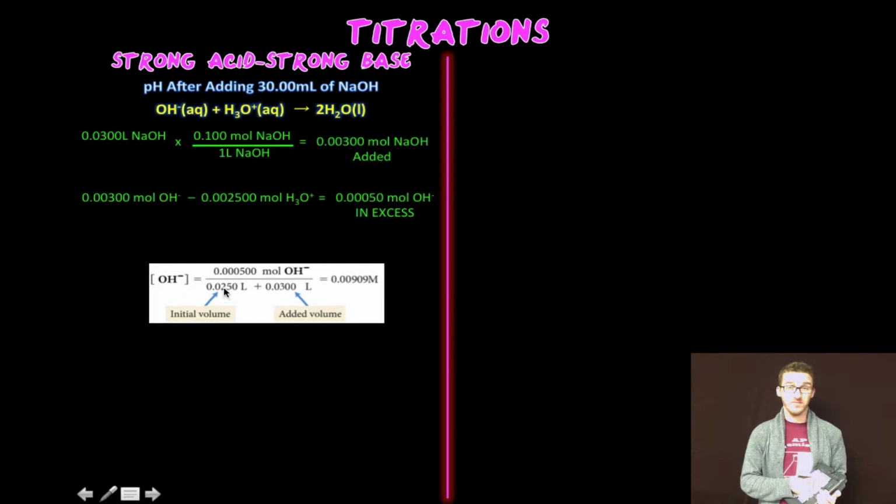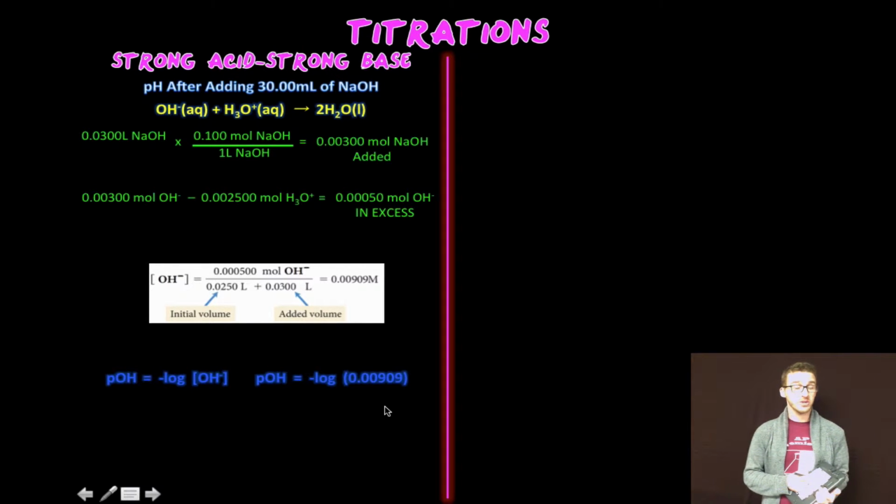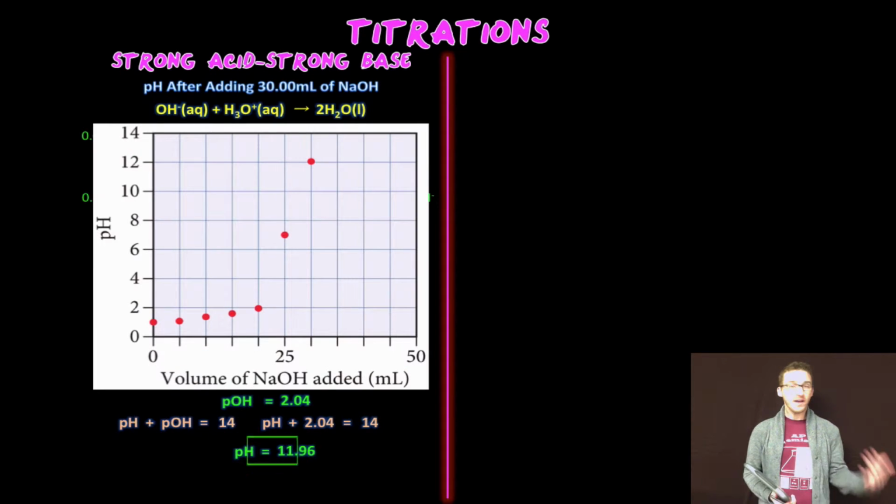We initially had 25 mL of our acid. We've added 30 mL of base. So the total volume now is 55 mL, which means our concentration is going to end up being 0.00909 molar. We can then plug that into the formula for pOH to determine the pOH value, which, when we do that, we get a value of 2.04. Then recall the relationship between pH and pOH to determine what the pH will be after we've added 30 mL of sodium hydroxide, which in this case is going to be 11.96. So after the equivalence point, you're basically determining the pH of a strong base solution, because the only thing in solution that's really contributing to the pH are those excess hydroxide ions.